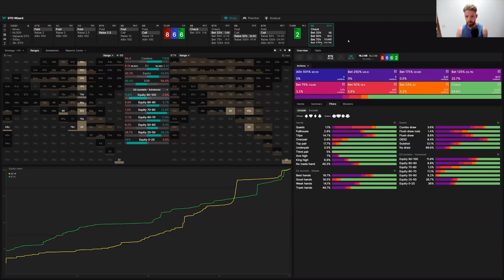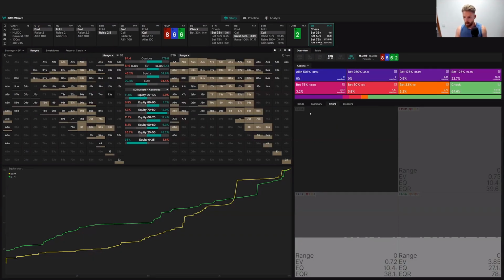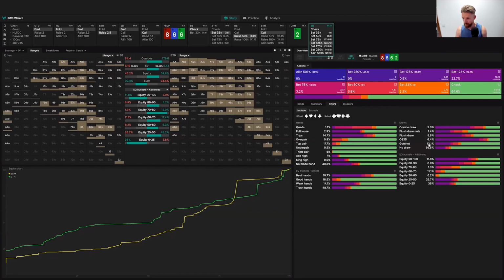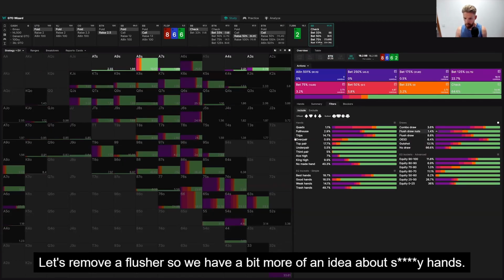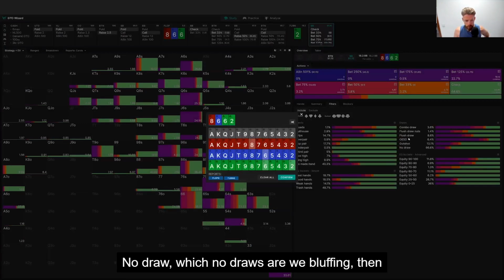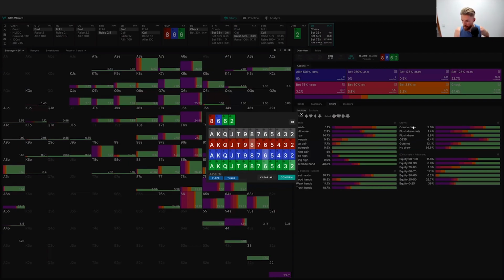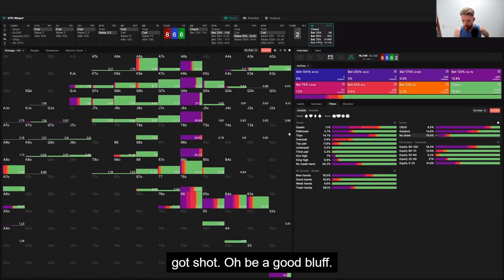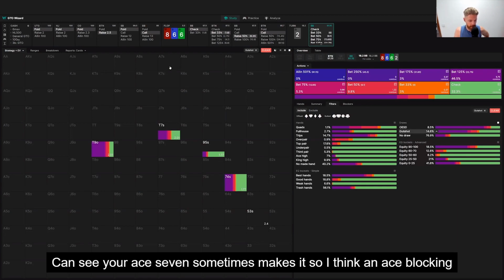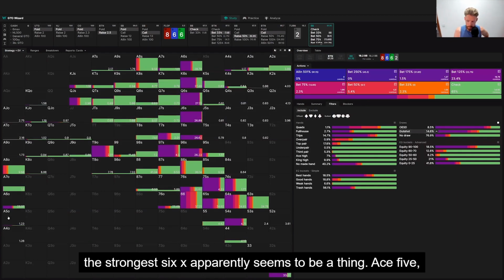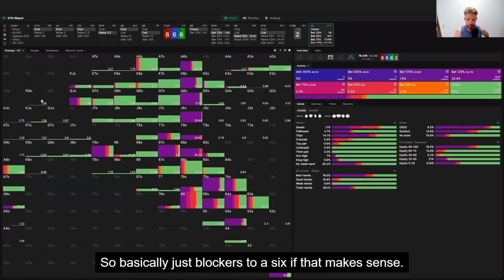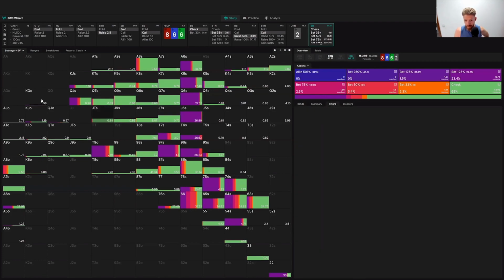If we look at the strategy of hands that are often bet, obviously good draws make it in there. Let's remove a flush draw so we have a bit more of an idea about the weaker hands. No draw. Which no draws are we bluffing then? Gut shot. Oh, that'd be a good bluff. You can see here ace-7 sometimes makes it. So I think an ace blocking the strongest 6x apparently seems to be a thing. Ace-5, king-queen. So basically just blockers to a 6, if that makes sense.